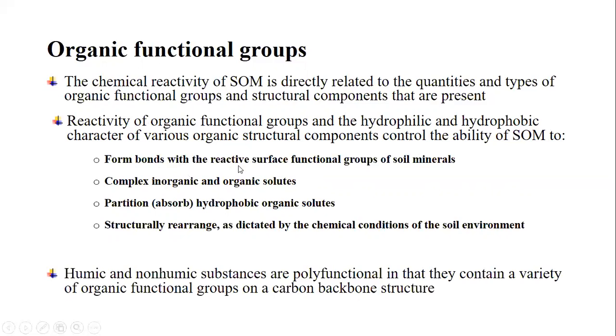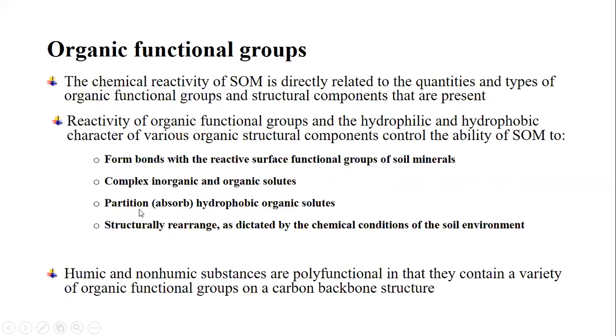Form bonds with the reactive surface functional groups of soil minerals. How does it react? Remember we said it's in close and intimate contact with the soil minerals. This is how, because they attach to each other through functional groups. Complex inorganic and organic solutes. It forms complexes. Complex, this is a verb. It makes complexes, a complexation process with the inorganic and organic solutes that are in soil solution.